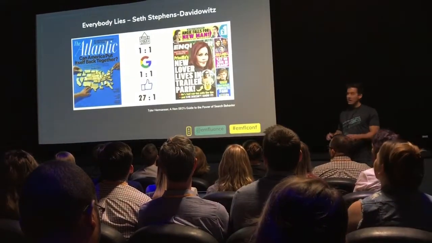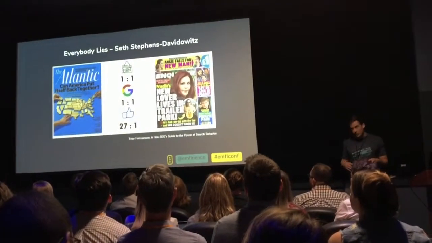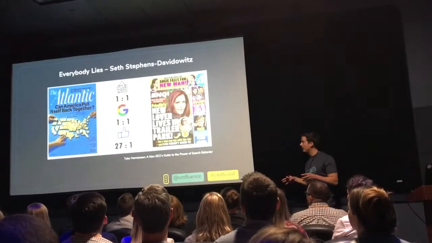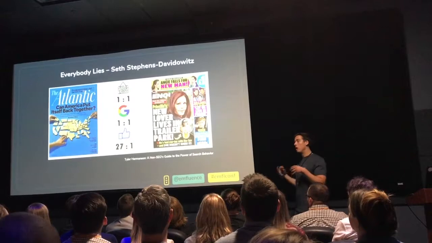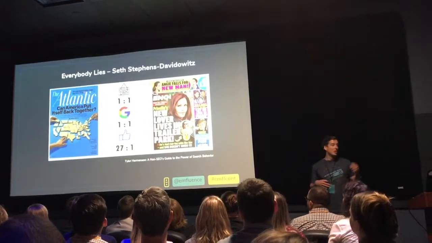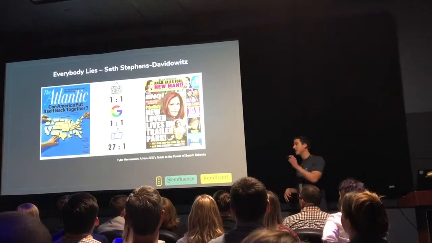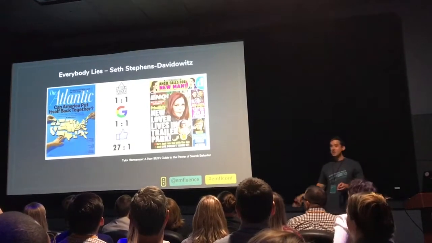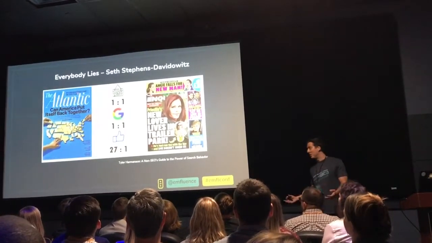So that brings up the Atlantic versus the National Enquirer. Both of these have similar sales data. Both have a similar number of branded searches in Google, but yet the Atlantic is liked 27 times more on Facebook than the National Enquirer. Why do you think that is?